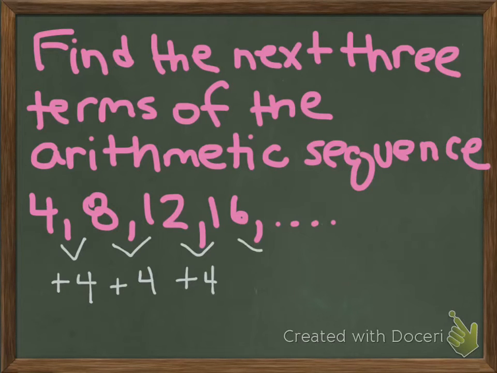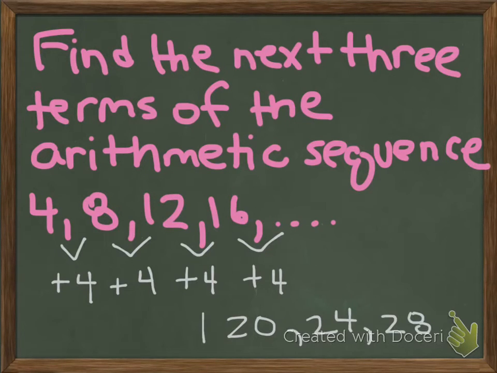So the next 3 terms, we're going to add 16 plus 4, which is 20. 20 plus 4 is going to be 24. And 24 plus 4 is going to be 28. And we could keep going forever and ever, but they only need the first 3 terms.